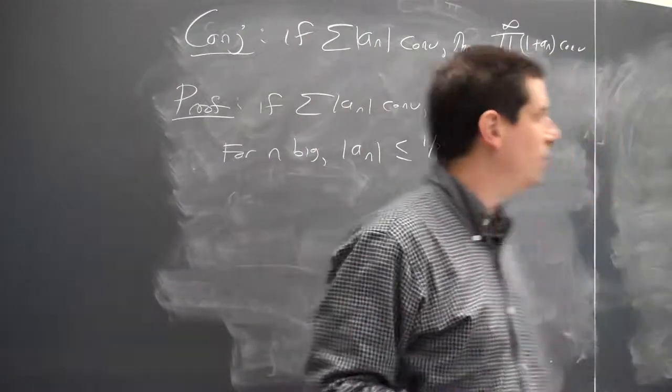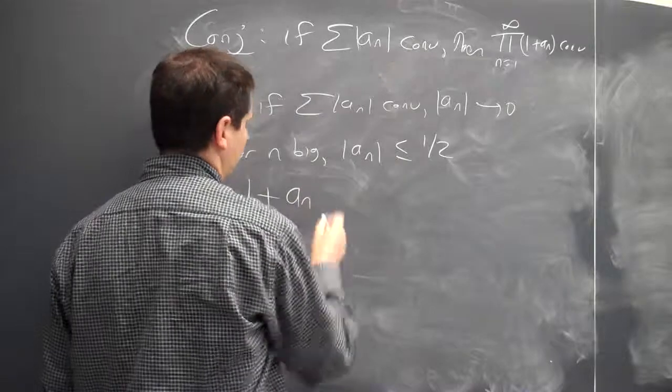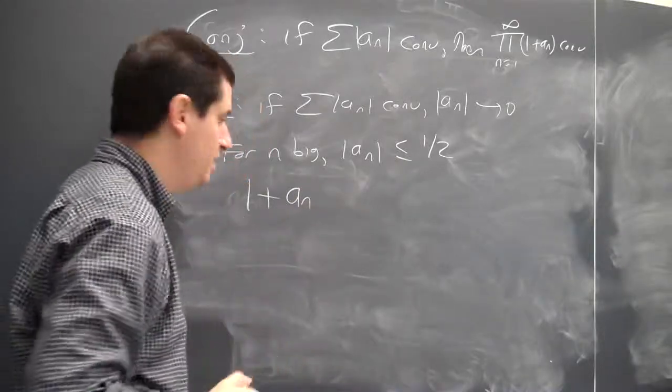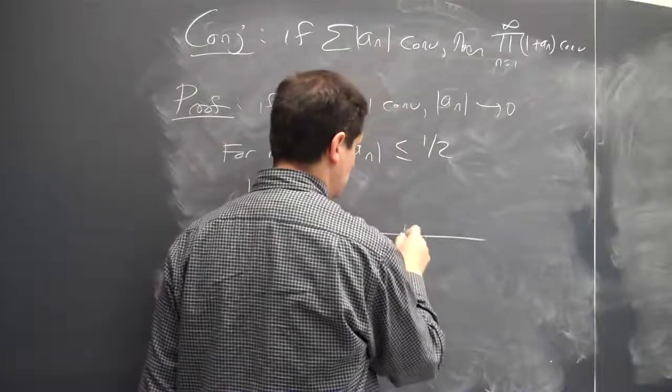Why would we want something like 1/2? Well, now, if you look at 1 plus a_n, if you try to think, where could this live? So here's 0.